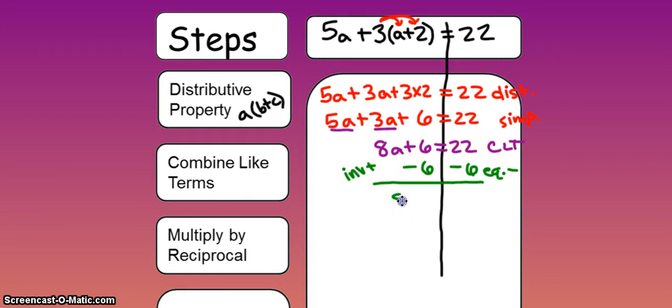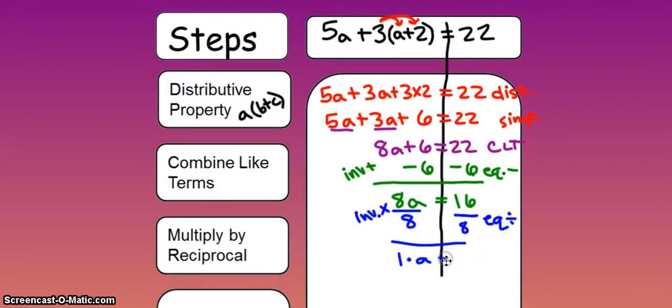Over here we end up with 8A equals 16. We want to get A by itself, so our final step here is going to be divide by 8. That's our inverse of multiplying. Divide by 8 on the other side. That's our equality of division. We're left with 1 times A equals 16 divided by 8 is 2.